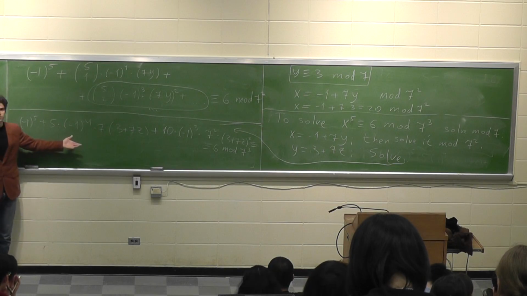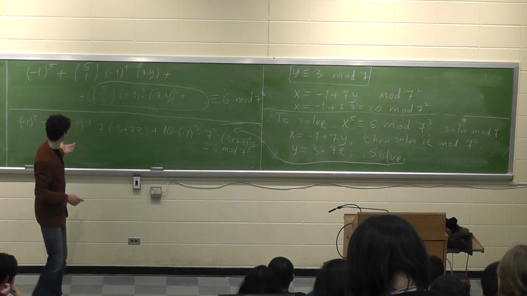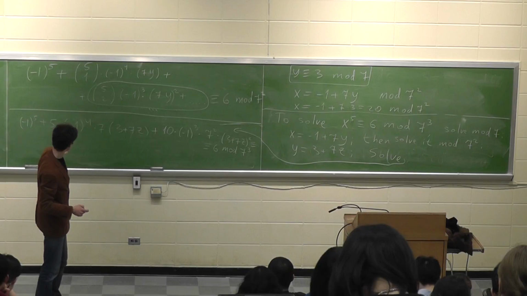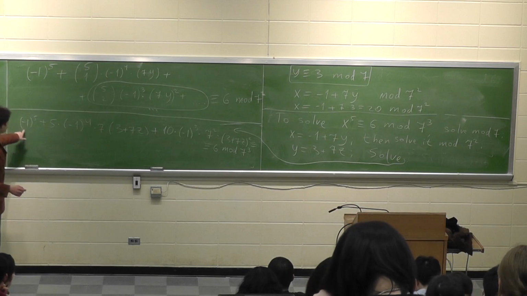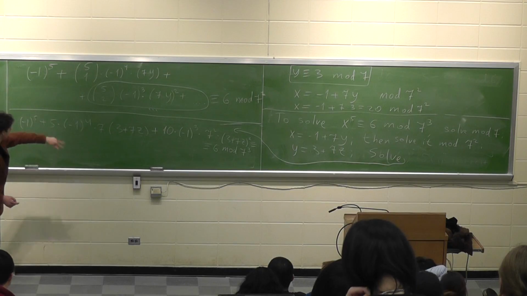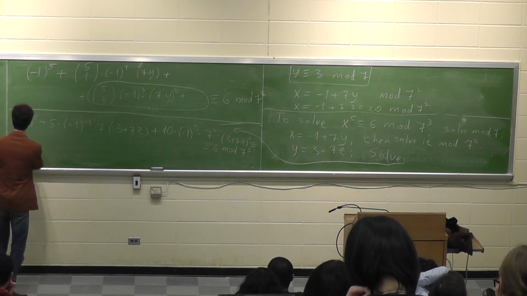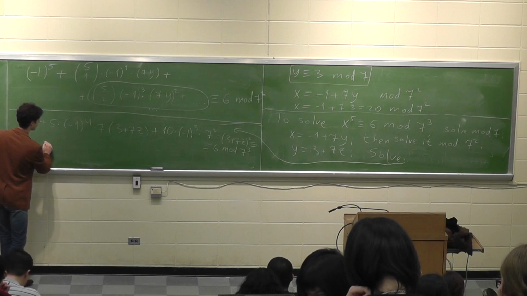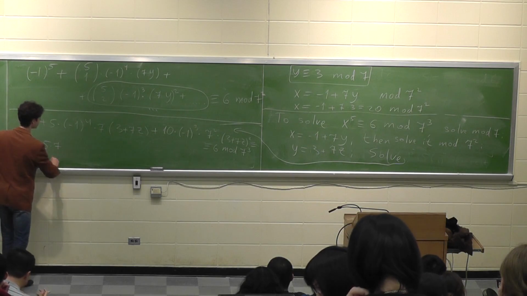Now I have this equation and I will just cancel everything which I can cancel. So here I will get minus 1 to go to 0. So it will be minus 1 plus 7.